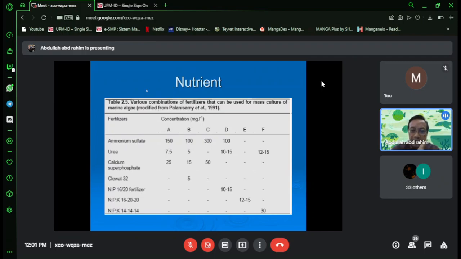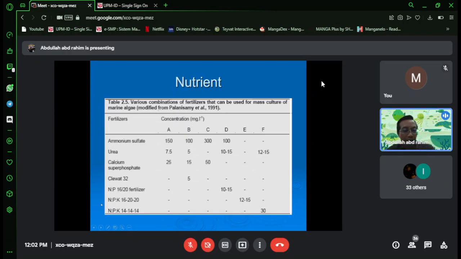For mass culture, as I said earlier, you don't need to use lab grade materials or lab grade chemicals. You can use this, such as ammonium sulfate, which is ammonia contains nitrogen. You can use urea, which contains nitrogen also. You can use calcium superphosphate, which contains calcium and phosphorus. Clewat 32 is a brand that contains nitrogen and phosphorus too. And NP fertilizer 1620, NPK 162020, all this. This is essentially fertilizer for your plants. But you can use this as well for fertilization to increase your microalgae concentration. Okay, so no issue with this.